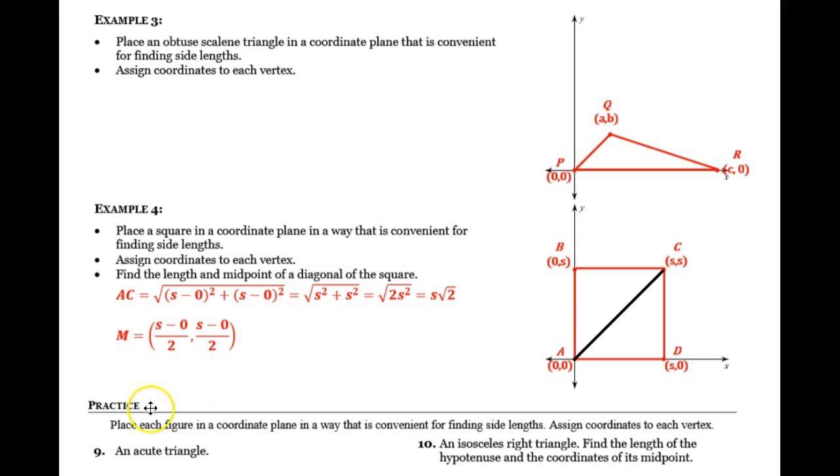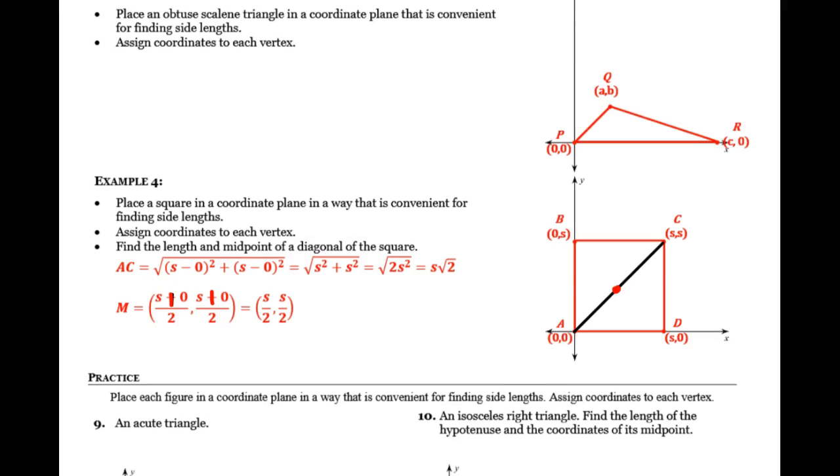Now my midpoint formula is the same as it was in Unit 1. So S plus 0, that's a typo, S plus 0, S plus 0, divided by 2. That gives us S over 2. So the midpoint of this segment is S over 2, S over 2.